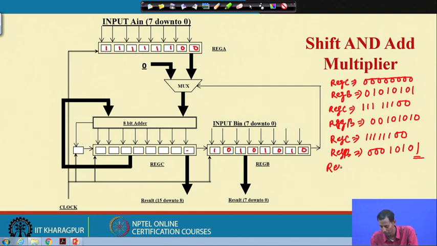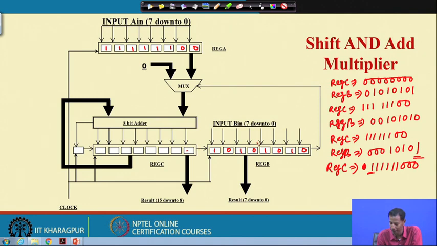So at that time, what will be the value of register C? That will be A plus A, what is that? That is twice of A. Okay. So A plus A means twice of A. So now it will be 1 1 1 1 1 1 0 0 0. Okay. So now this one will come over here.